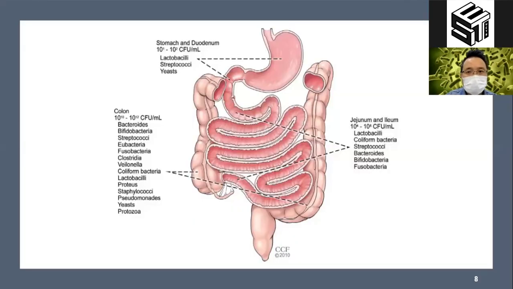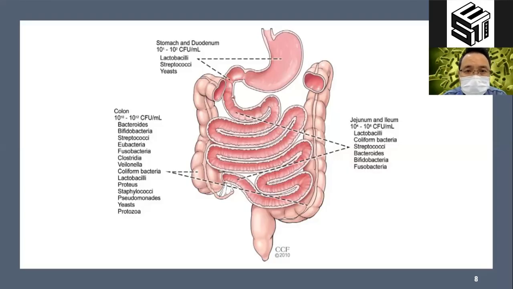Now let us look at our stomach, small intestine, and colon. As you can see, in our stomach and duodenum, the number of bacteria is less, at 10 power 1 to 10 power 2 CFU per ml of content. So in the stomach and duodenum, most of the bacteria that can be found here are lactobacillus and streptococci, as well as certain species of yeast.